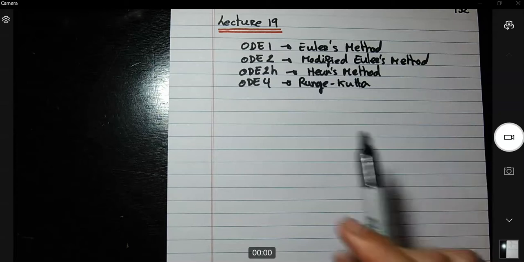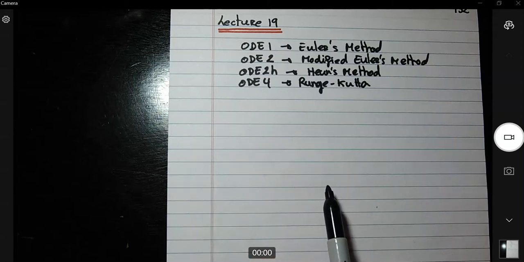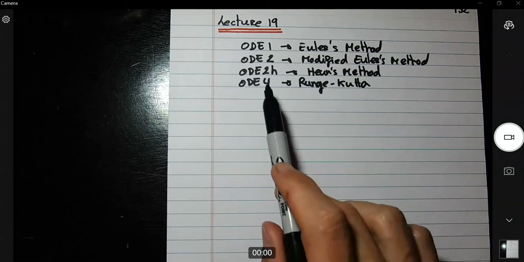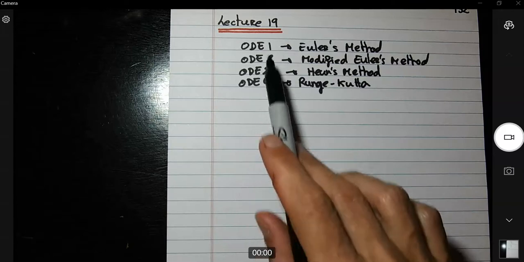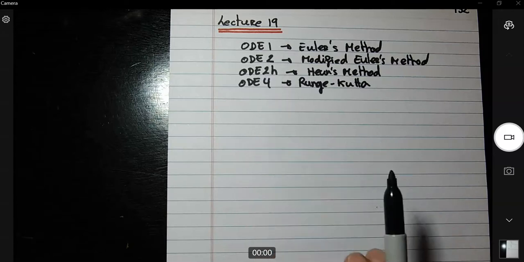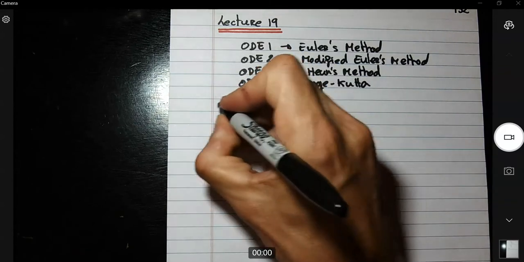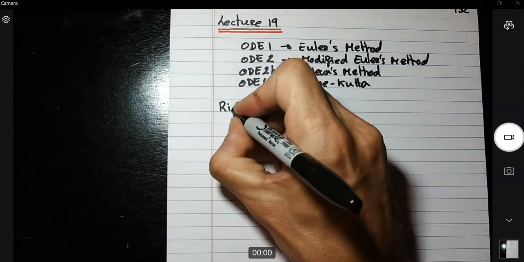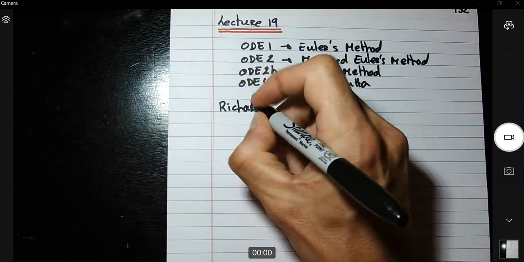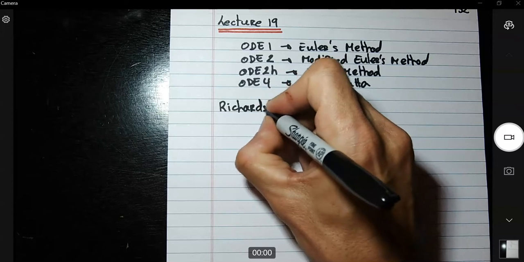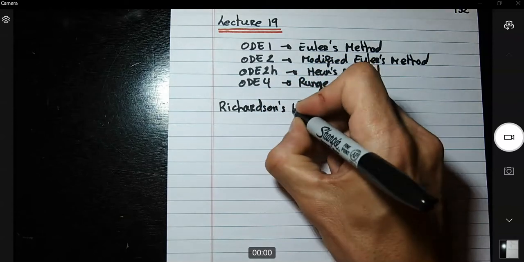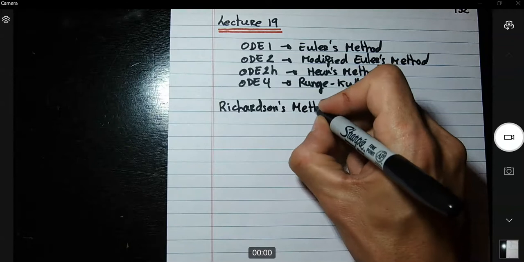Today we're going to do another method, a little bit more detailed, but as an assignment I'm going to ask that you be the one to write down the function, or do the little programming. Alright, so let's start with this new method, which is called the Richardson method.